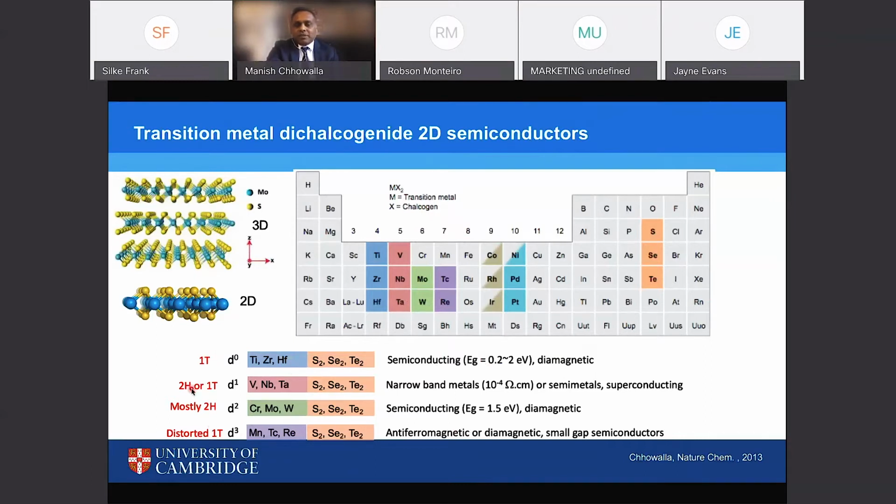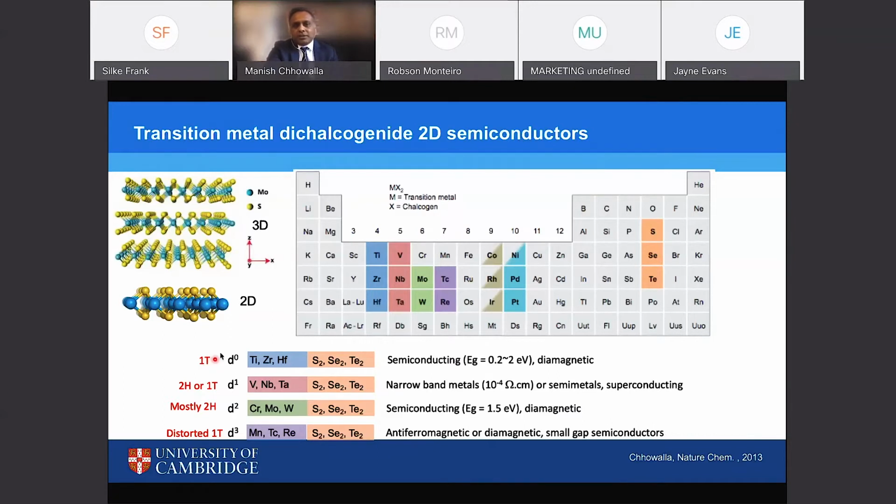In addition to the chemistry, we can also tune their structural phases. These TMDs often occur in the 2H phase or the 3R phase that Robson mentioned, and also the 1T phase. The 2H phase tends to be semiconducting or insulating, while the 1T phase in the octahedral configuration tends to be metallic. And it's these metallic phases that are quite interesting for electrochemistry and catalysis and energy storage and so forth.